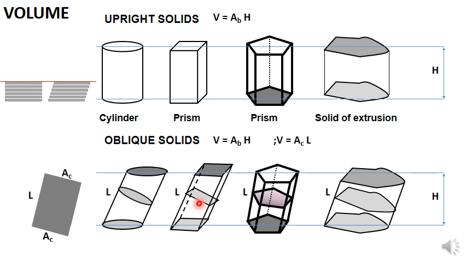Okay, let's proceed. So this, say L, is the slant height of the solid. The slant height of the solid is the length of the element that generates the lateral area of the solid. Like for example, in the case of the cylinder, this is its slant height or the length of its element.